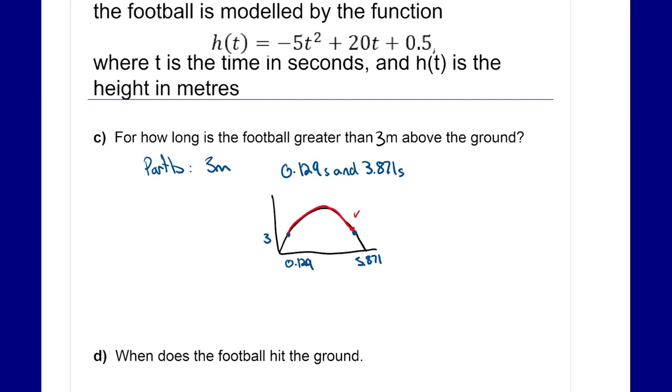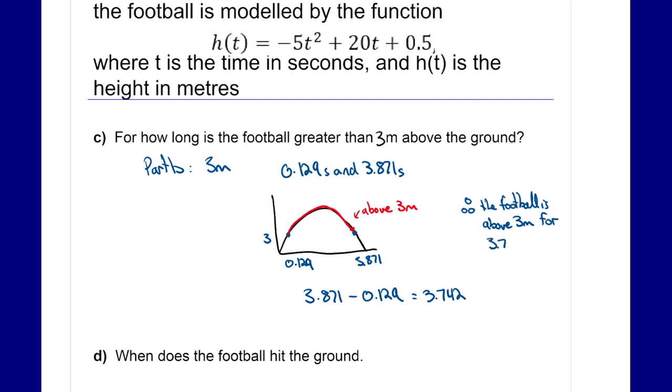So if we want to figure out how long it's above 3 meters, I'm going to look for this section, which will just be the difference between the two times. So 3.871 minus 0.129 gives me 3.742. So therefore, the football is above 3 meters for 3.742 seconds.